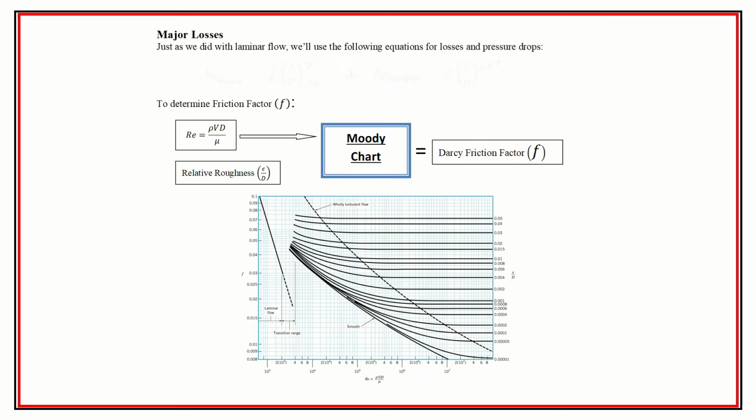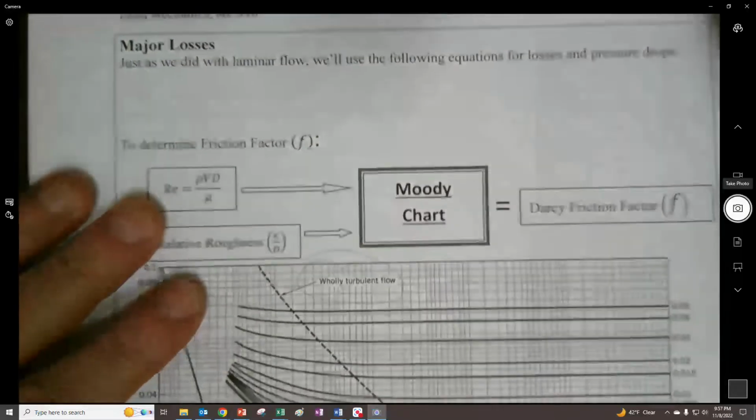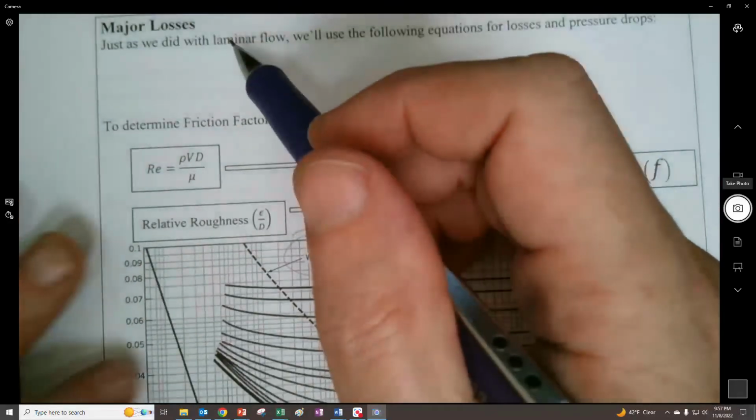Okay, so last video for class 21, I totally spaced and forgot, or I flipped past a page that I wanted to have. So before I do the example, I just want to conclude on what we had here for major losses, which is the main equation that we want to have.